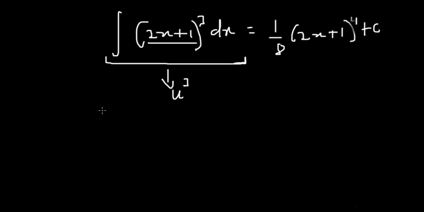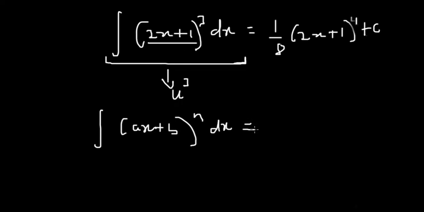So this integral is in this format: (ax + b) exponent n dx. You can notice that you have (2x + 1) exponent 3 dx. That's the same format as ax + b, so a is 2, and b is 1.